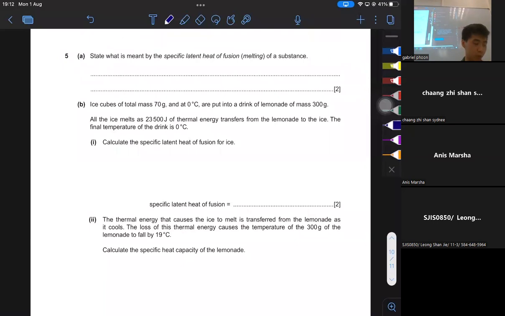Right, then let's go through the next question here. Ice cubes of total 70 grams at 0 degrees Celsius are put into a lemonade of mass this amount. So there are two masses here. This is the mass of the ice cubes and this is the mass of the lemonade.